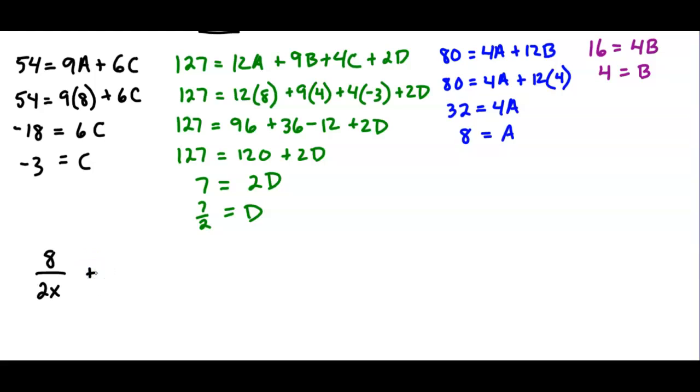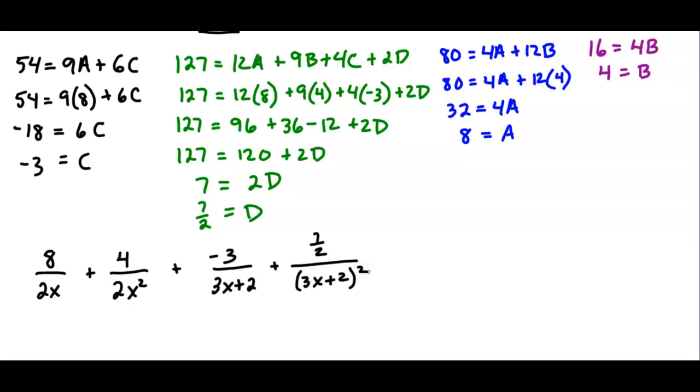Now, what was B? B was 4 over 2x squared. And C was negative 3 over 3x plus 2. And then the D. Now, for right this minute, I'm going to write 7/2. I'll fix this all in a second. Over 3x plus 2 squared.